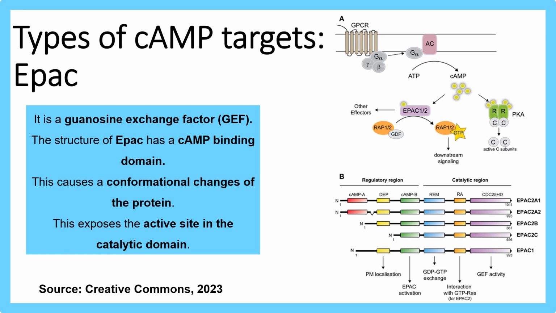And you have the REM, that's involved in the exchange between GDP to GTP. And you have the RA, that interacts with GTP RAS, which is a type of oncogene, which we'll discuss in another type of signaling pathway. And you also have CDC25HD, that is present within the catalytic region, and that's involved in the guanosine exchange factor activity.